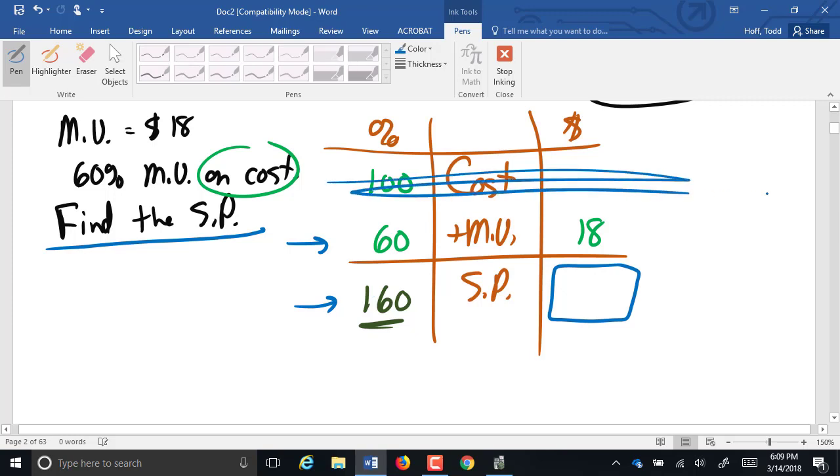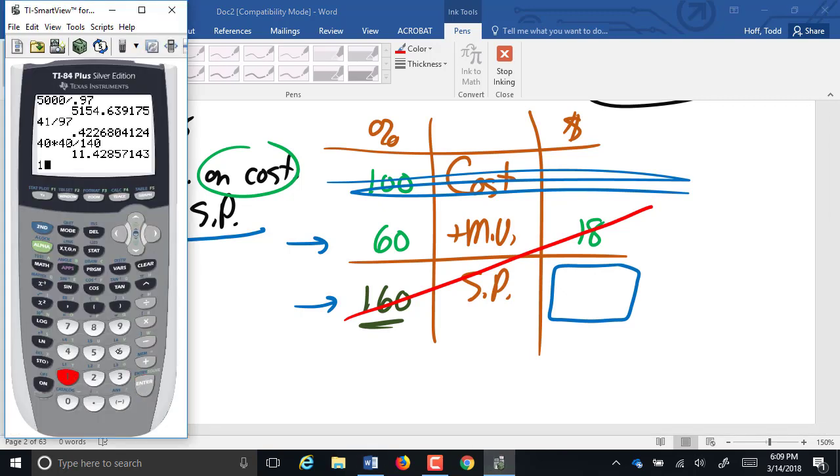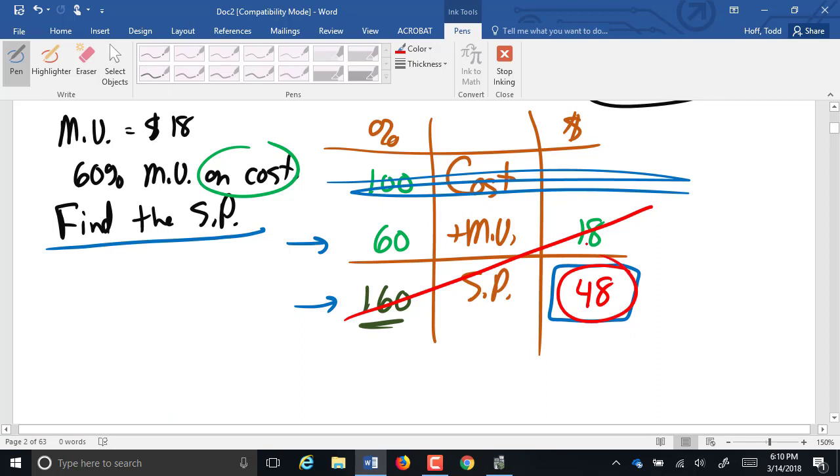We're going to ignore that top row for now. So what two numbers get multiplied? 160 and 18 are diagonal, so we multiply those. And we divide by the 60, which gives us $48 is the selling price. What do you think? Yes.